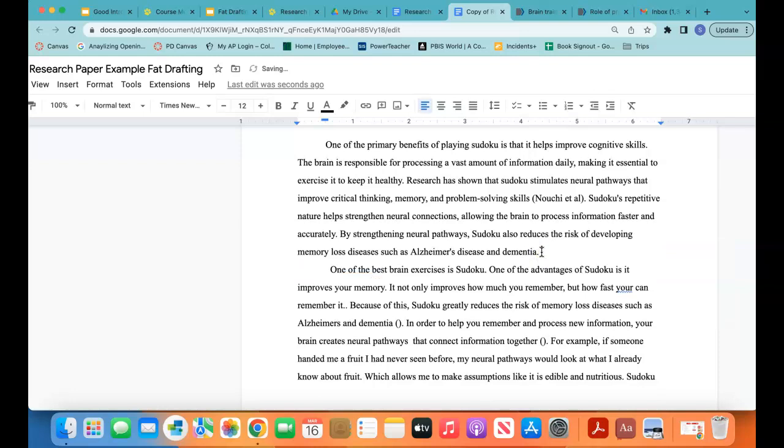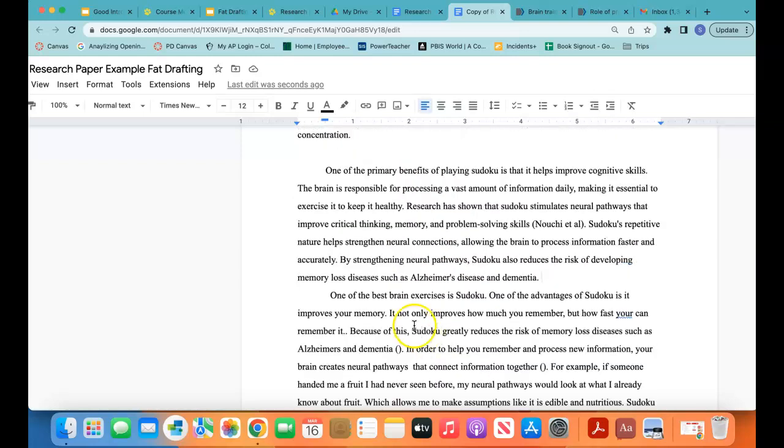Okay, so I added some things. So I explained what Alzheimer's is. I connected this stuff to this, which I also wanted to do. And now I'm going to go in and I'm going to add a sentence or two explaining the way that neural pathways work. And that is how I'm going to expand my body paragraph using fat drafting.